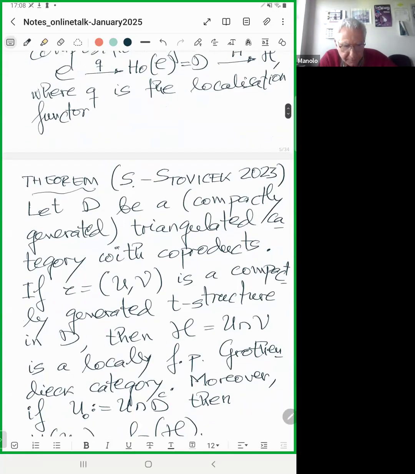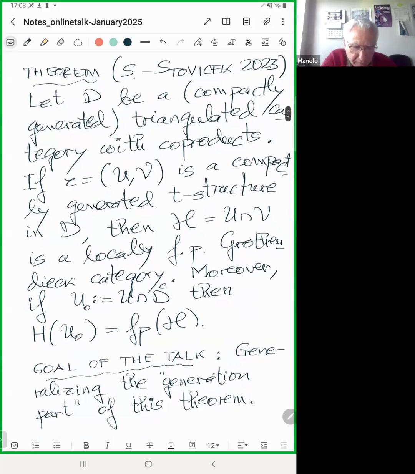A recent result of Stovicek and myself does not use any model. The result says that if D is a triangulated category with coproducts and tau is a compactly generated t-structure, then the heart is a locally finitely presented Grothendieck category, and moreover, if you take the compact objects in the aisle, then the finitely presented objects of the heart are precisely those isomorphic to the objects resulting from applying the cohomological functor to the compact objects in the aisle.